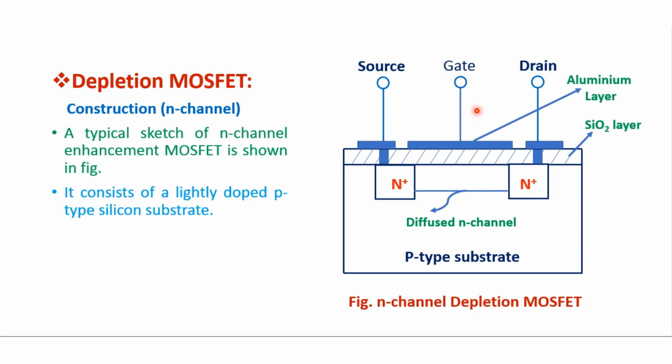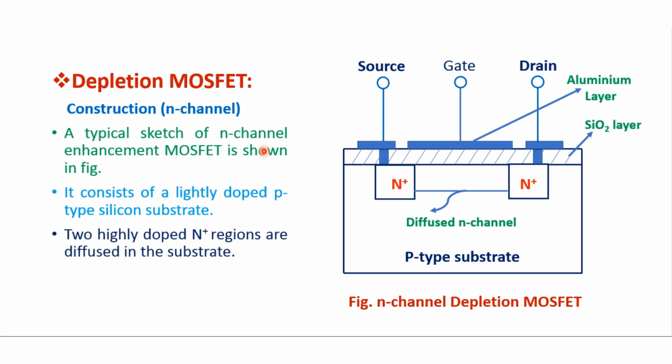The layer of silicon dioxide works as the dielectric, that is, the insulator between the metallic surface and the surface of the substrate. Thus, a parallel plate capacitor is formed with the silicon dioxide layer as a dielectric medium between the two parallel plates of this capacitor. So two highly doped N regions are diffused in this particular substrate.